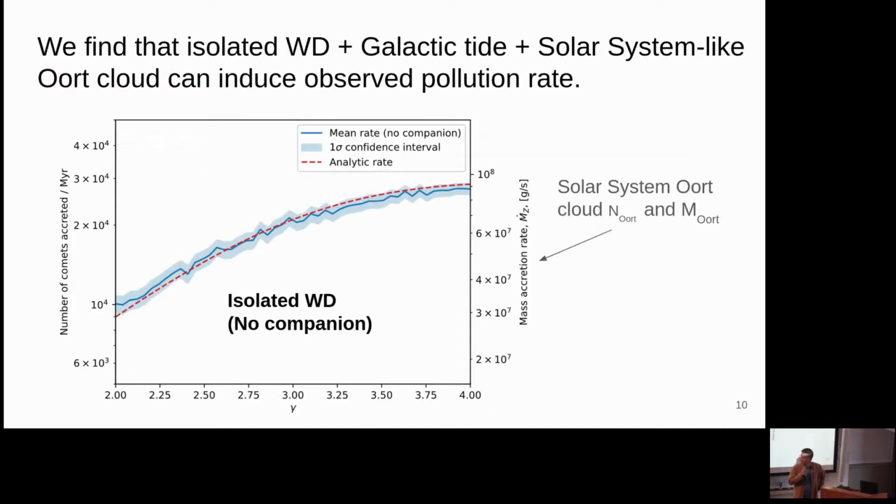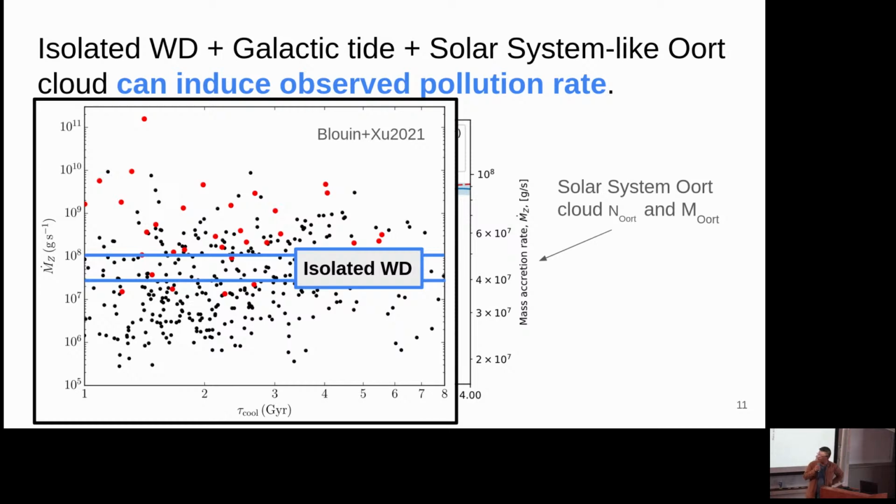So these are our first simulation results. The x-axis is just different Oort cloud structure. This is the number density gamma that I showed earlier. The y-axis on the left side just shows the number of comets accreted over a million years. And on the left-hand side, I assume that if that Oort cloud is like the solar system's Oort cloud, what would the number be? And we found that the accretion rate actually matches quite well with a lot of the accretion rate observed on white dwarfs.